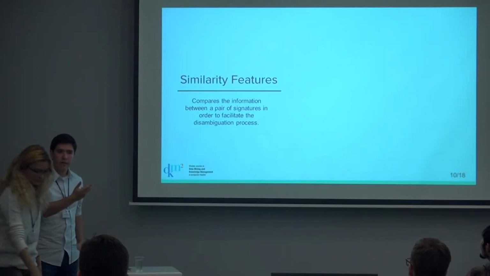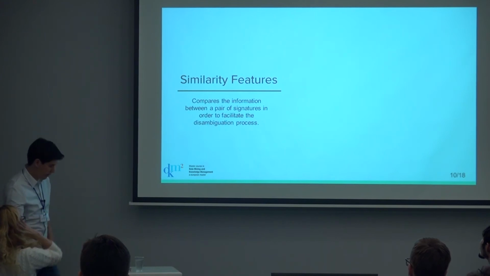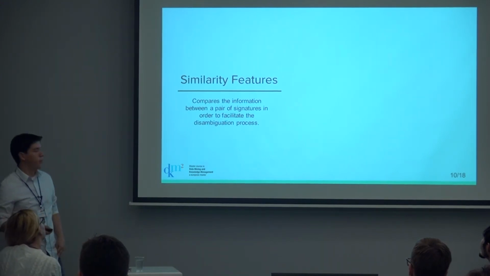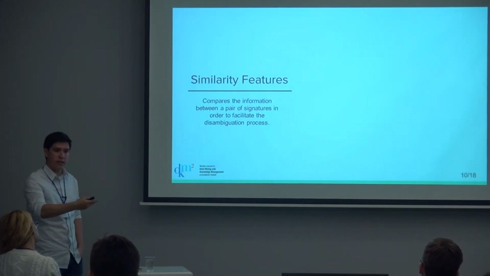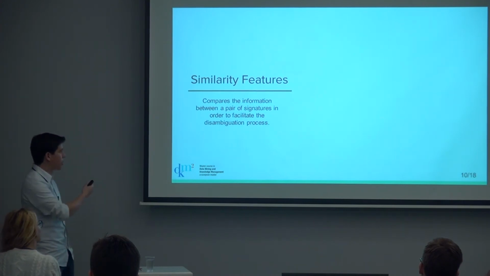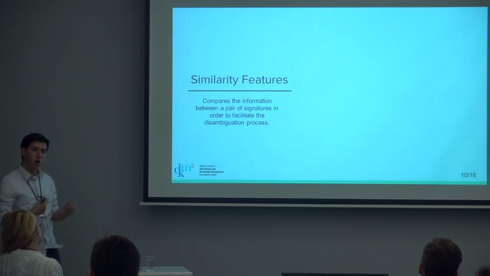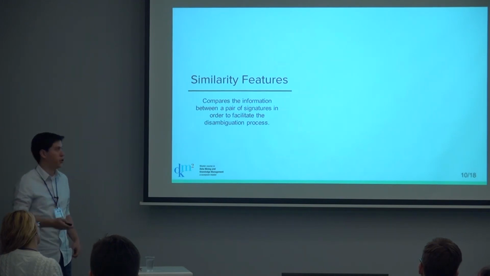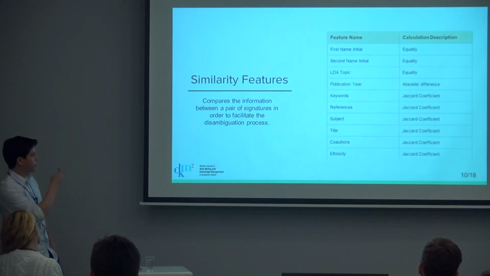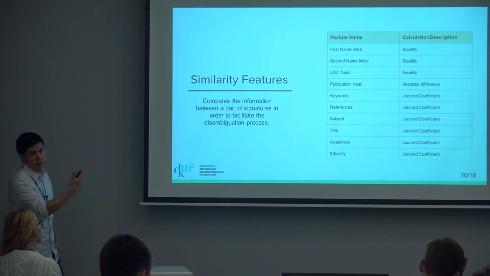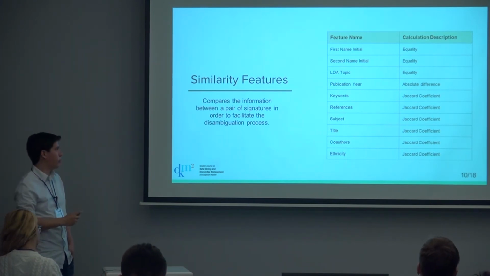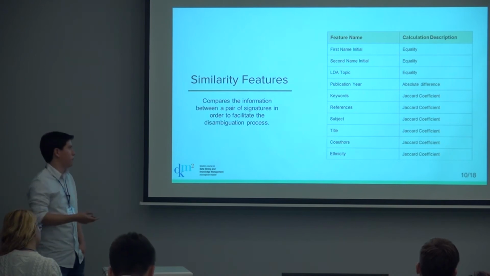Well, now we have all these features, as Ekaterina showed you, the features of a single signature. Now we go to the next step. We are comparing an author against another author. So for that, we build similarity features comparing every author against each other. Some are really basic, like we compare the first initial of the first name of author 1 versus author 2, and if they're equal, well, we have that feature.